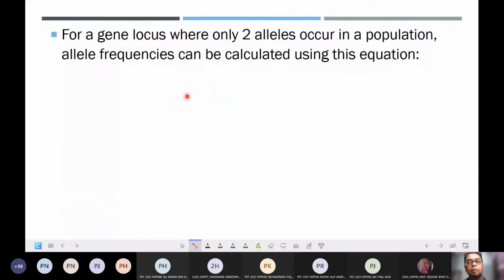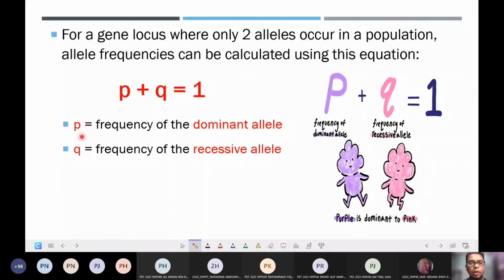And if for a particular gene there are only 2 alleles, macam tadi kita tengok ada allele A besar, ada allele A kecil kan, the frequency of the alleles can also be calculated using this equation of p plus q equals 1. The small letter p refers to the frequency of the dominant allele. Meanwhile, the small letter q refers to the frequency of the recessive allele.